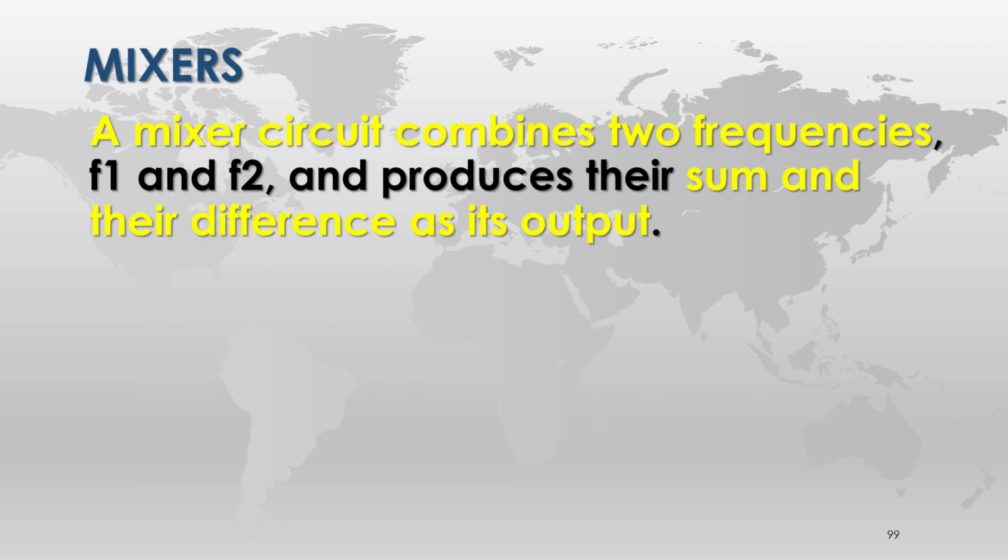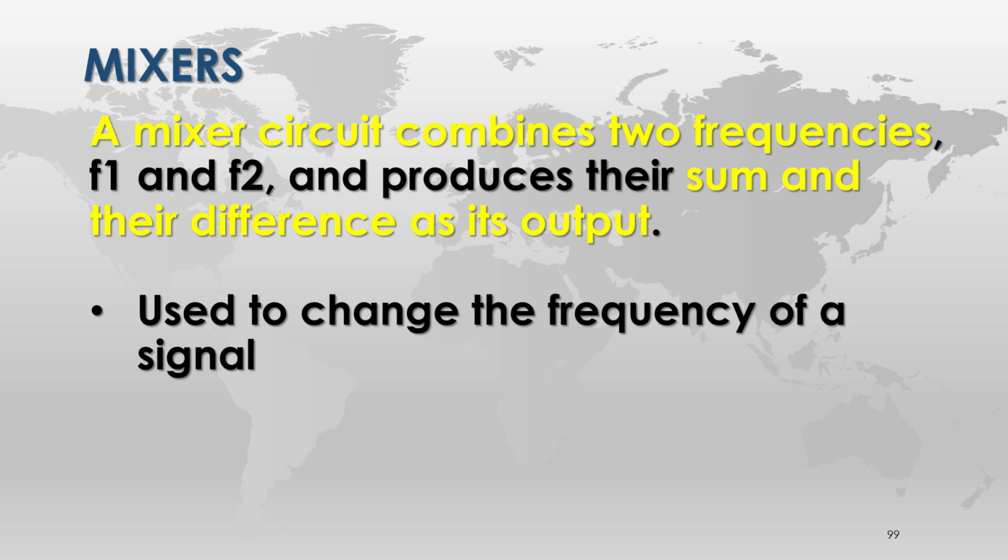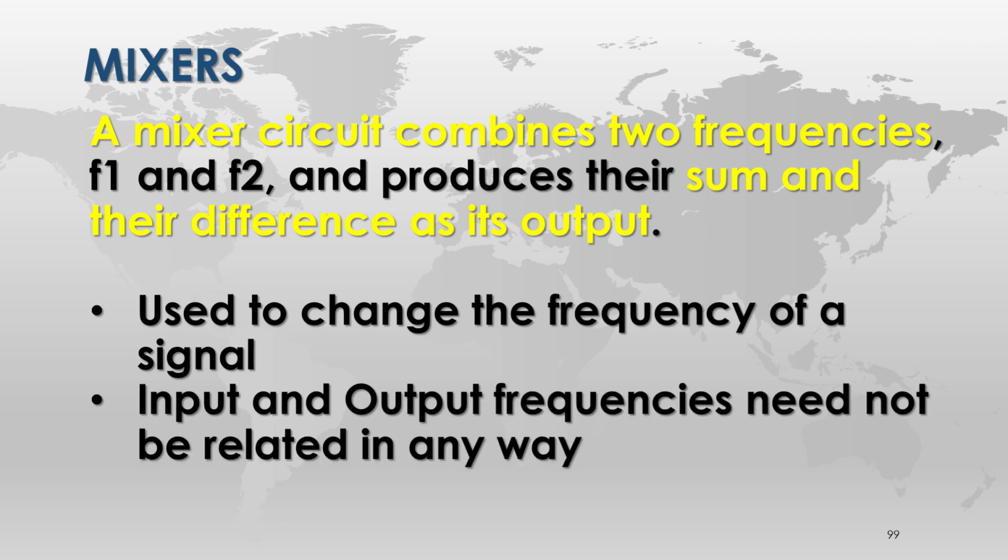Mixers. A mixer circuit combines two frequencies. Oh, here we go. This is the part that blew my mind. F1 and F2, frequency 1 and frequency 2, and produces their sum and their difference as its output. So you have F1, you have F2, you have F1 plus F2, plus you have the difference between F1 and F2. So we have 4 different things. Used to change the frequency of a signal. Input and output frequencies need not be related in any way.